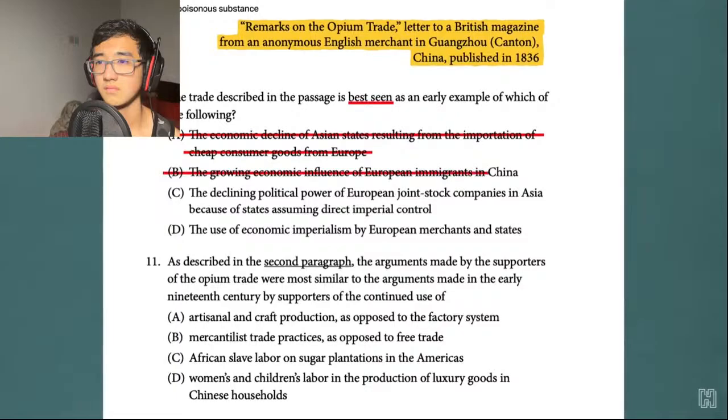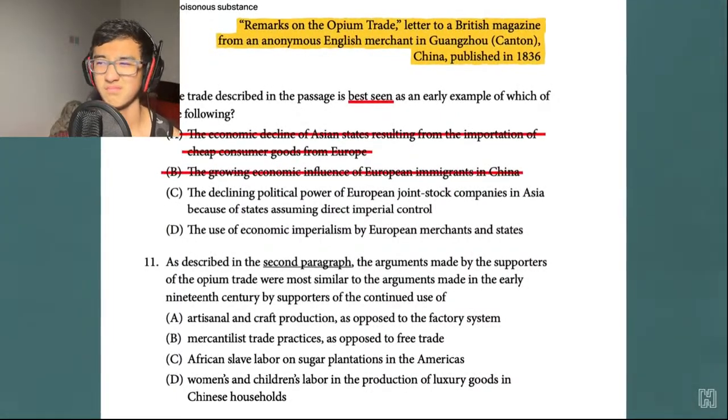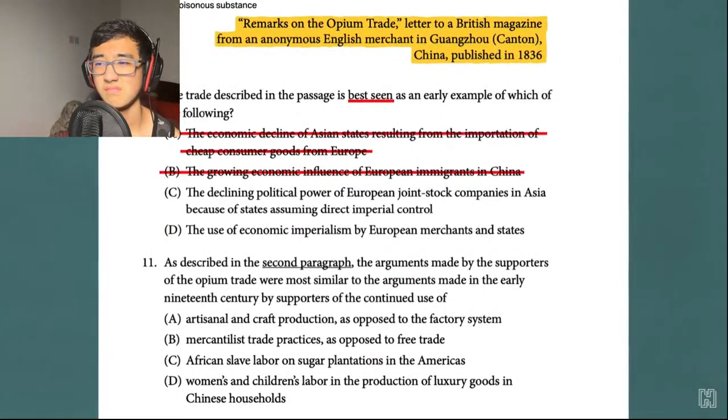Or is it C, the declining political power of European joint stock companies in Asia because of states assuming direct imperial control? And that's a mighty tasty one and very tempting, because that is what's happening in India. The joint stock companies are losing control, and the British imperial government is coming in to have direct control, and that's part of what's going on. I remember that's a large part of what's going on in the opium trade. But that is not the best example.